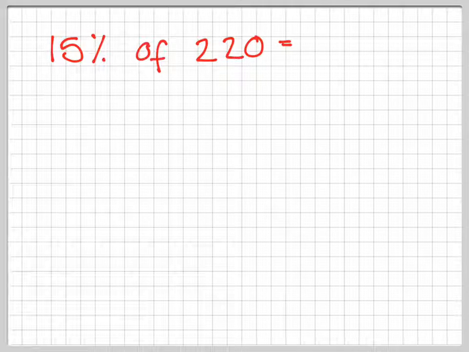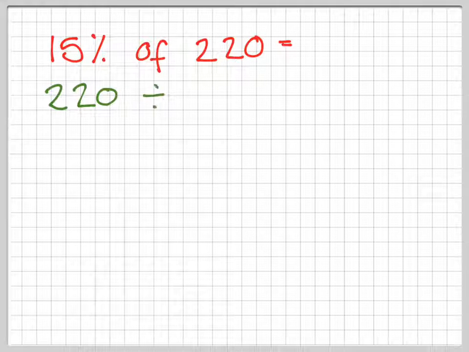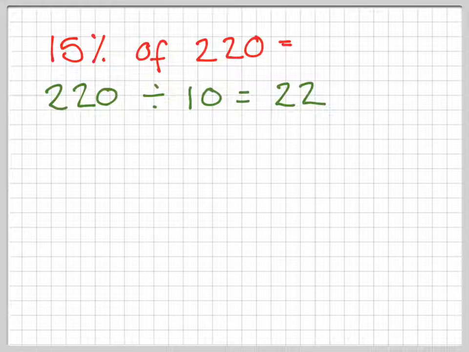So the first way of doing it is to break up that percentage. So we're going to work out what 10% is, what 5% is, and then add it together. So let's go and do that. Let's first of all work out what 10% of 220 is, and to do that we're going to do 220 divided by 10, which will give us 22. Now we know 10% is 22. We need to know what 5% is.